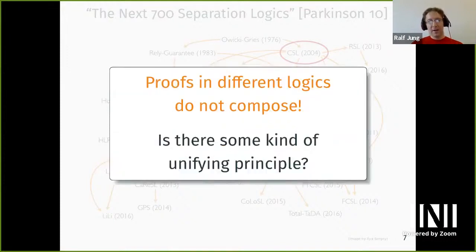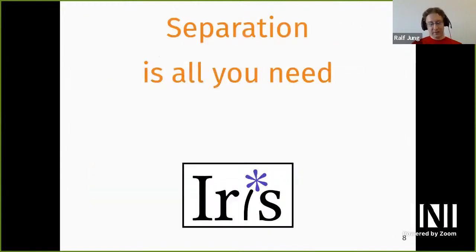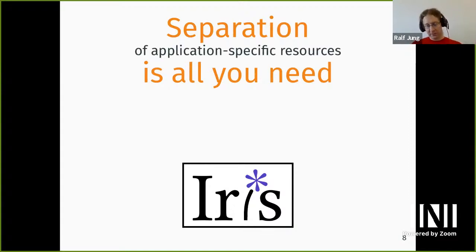We need to find a unifying principle that can explain all of these ways of reasoning about shared state and also talk about its interactions. And so that is what we are proposing with Iris. And the key observation is that we don't even need a new logical primitive to do this. All we need to do is generalize this idea of separation from separating the physical machine state to separating some more application-specific notion of resources.